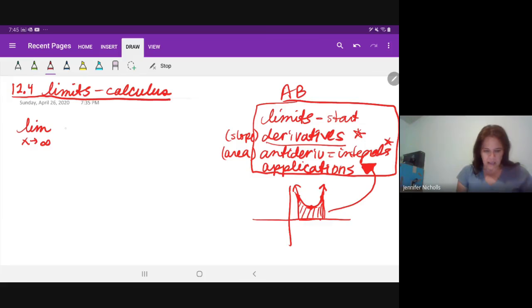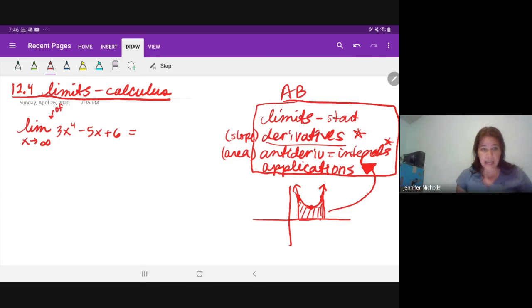So let me show you one that you'll recognize from before. So let's say we have 3x to the fourth minus 5x plus 6. Okay, this is a new notation. Notice there's no equal sign here. I'm going to write the word of. It's the limit of. It's not the limit equal. Okay, so this is your notation.